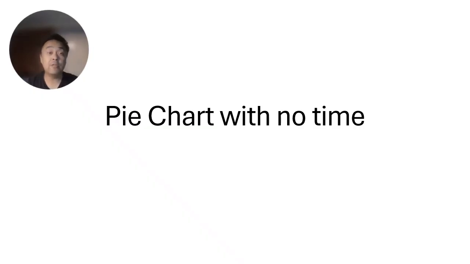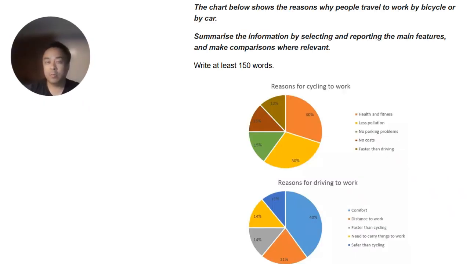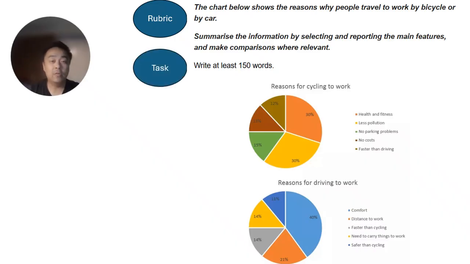Today we're looking at the pie chart with no time comparison. Now, here's a typical question that comprises three parts. Well, obviously, the first part that you see down here is the pie chart or pie charts. Then there's the rubric, which tells you about the pie chart. Also, we have the task, which tells you what you need to do in 20 minutes.